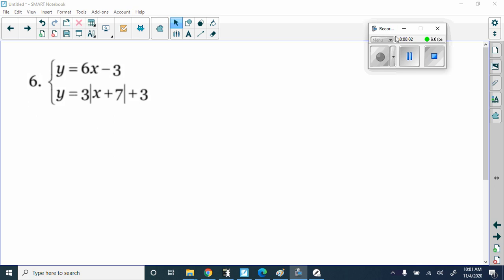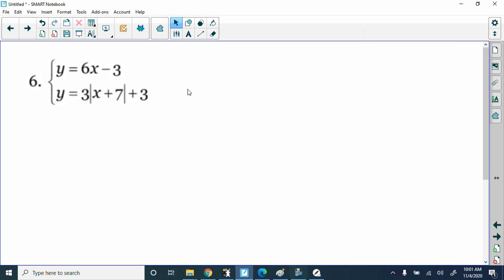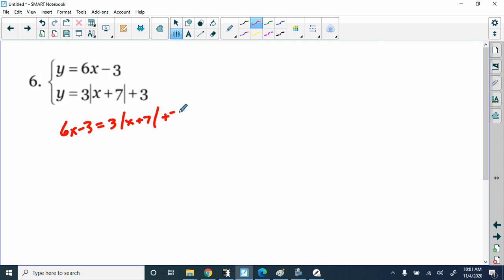Problem set 6, question number 6. Solving a system of equations. We've got a line and an absolute value function. Start by substituting, set them equal to each other. 6x minus 3 is equal to 3 times the absolute value of x plus 7 plus 3.